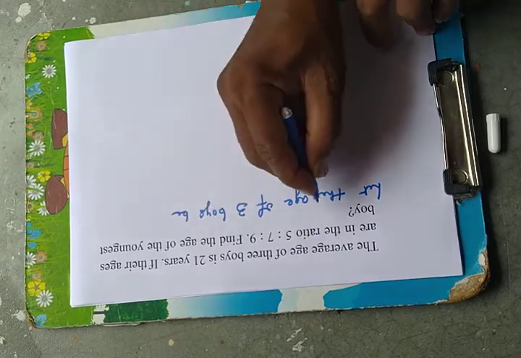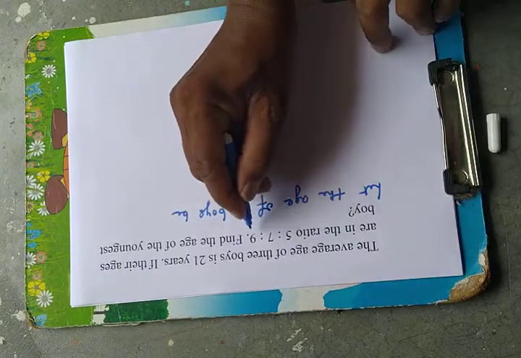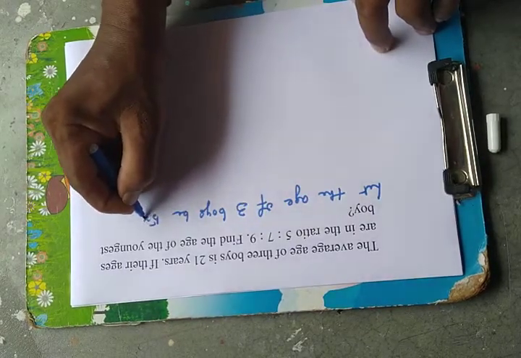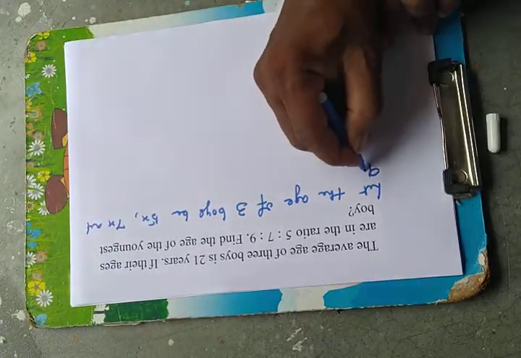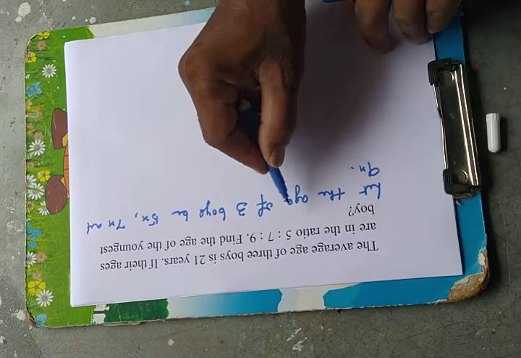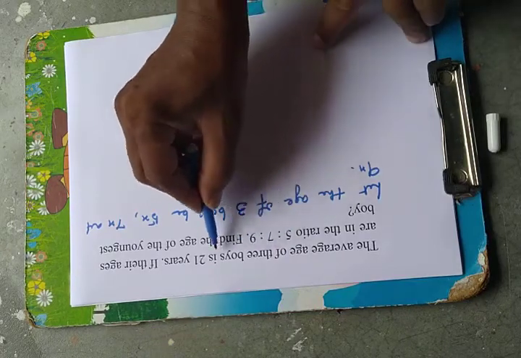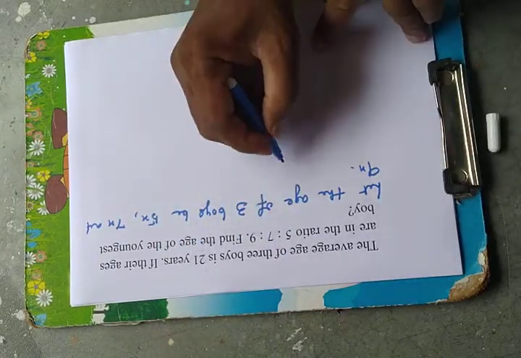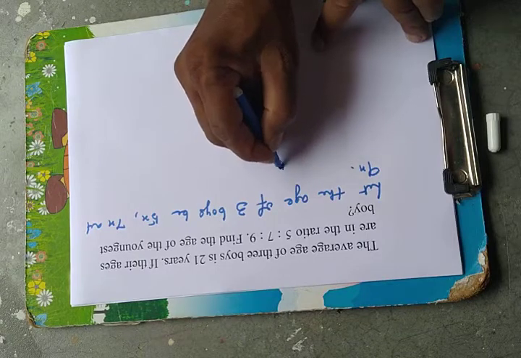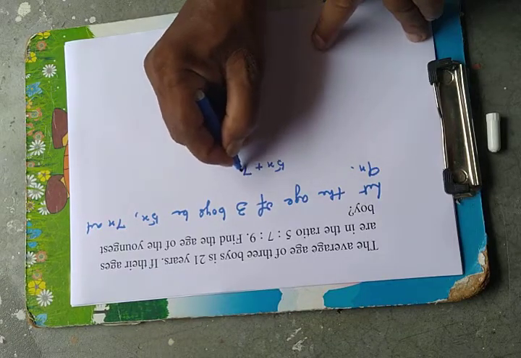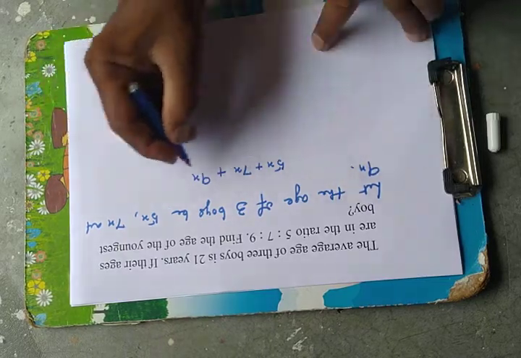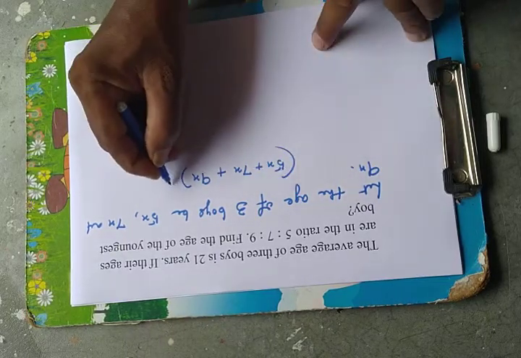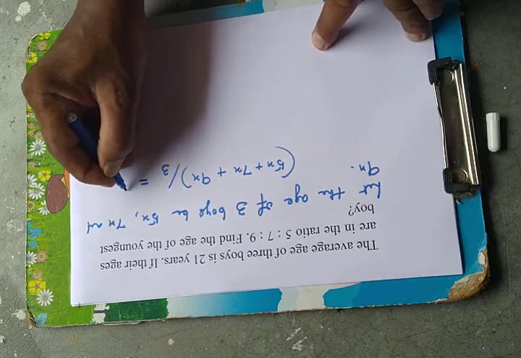What ratio is given? 5, 7, 9. So we consider the ages as 5x, 7x and 9x. Now the average of the 3 boys given is 21 years. That's why we are taking 5x plus 7x plus 9x, whose average they gave. The average will be 21 years.